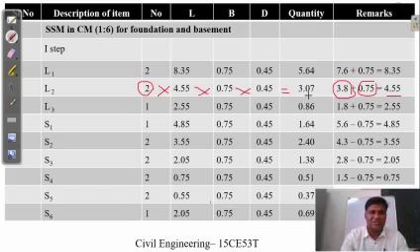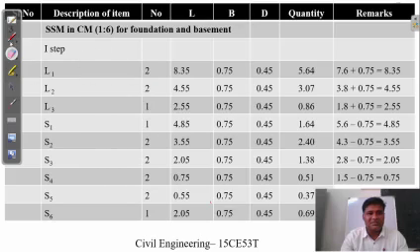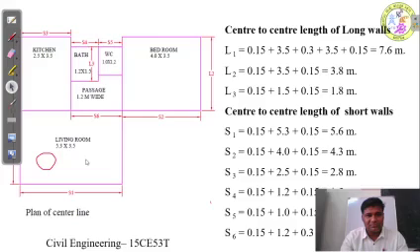So in this manner, all the long walls and short walls which I have recorded in earthwork, I am going to replace the width, the breadth, and calculate the different lengths. For example, let us consider the wall S3. In the plan, what is the center line distance of S3? It is 2.8 meters.